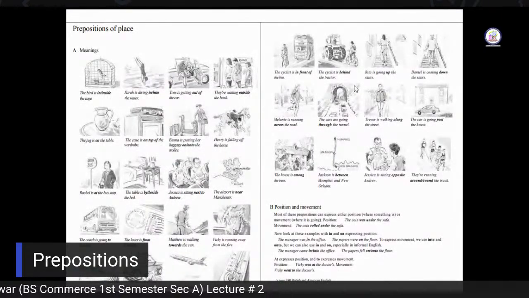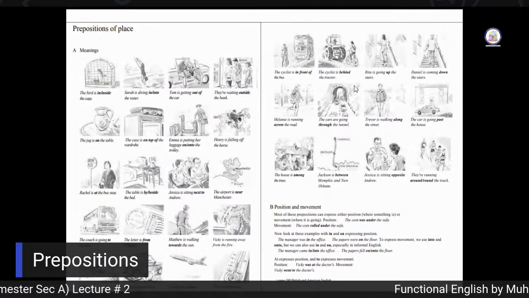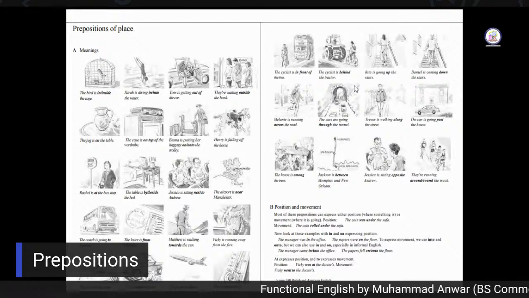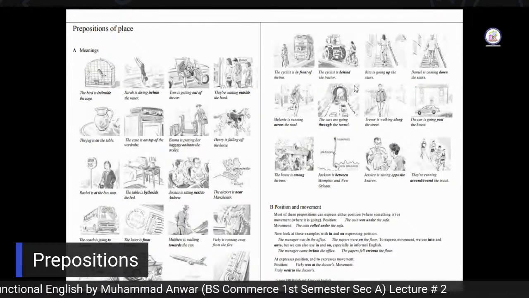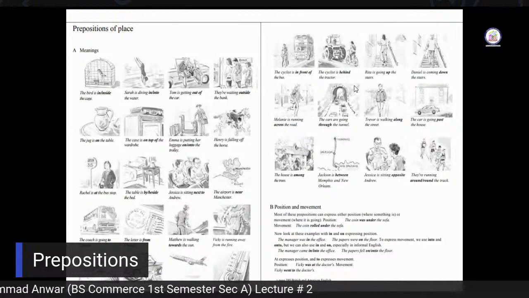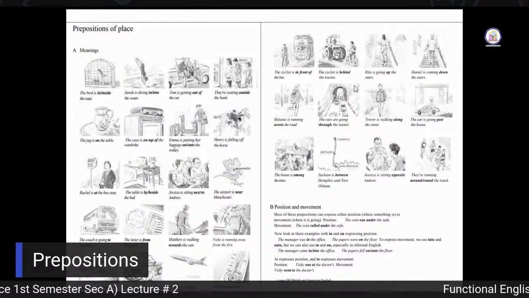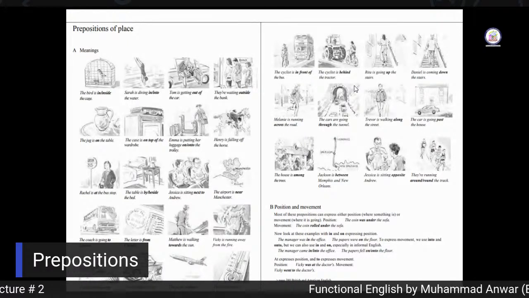The cyclist is in front of the bus. This is the position of in front. In front में आपकी बैक जो है पीछे वाले के सामने होती है नॉर्मली. The cyclist is behind the tractor. Behind. This is the position of behind.